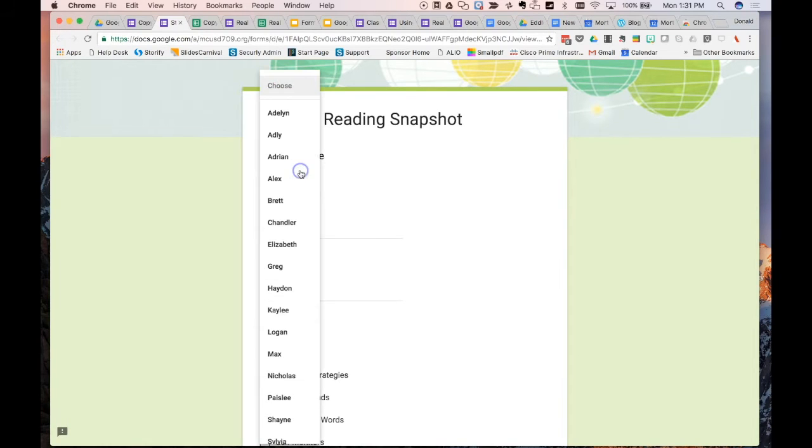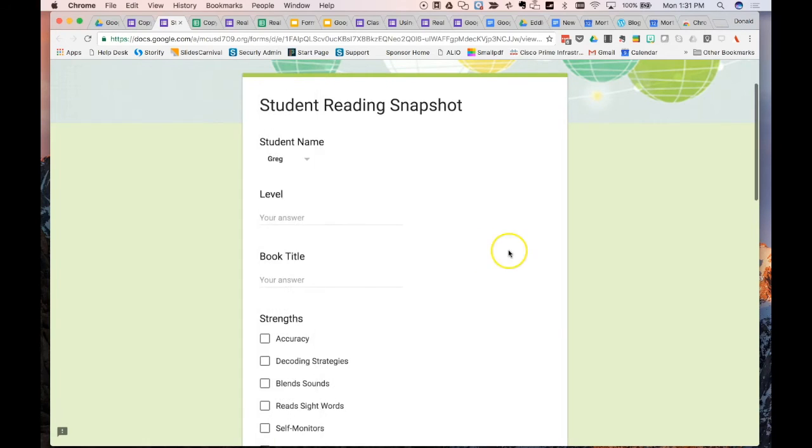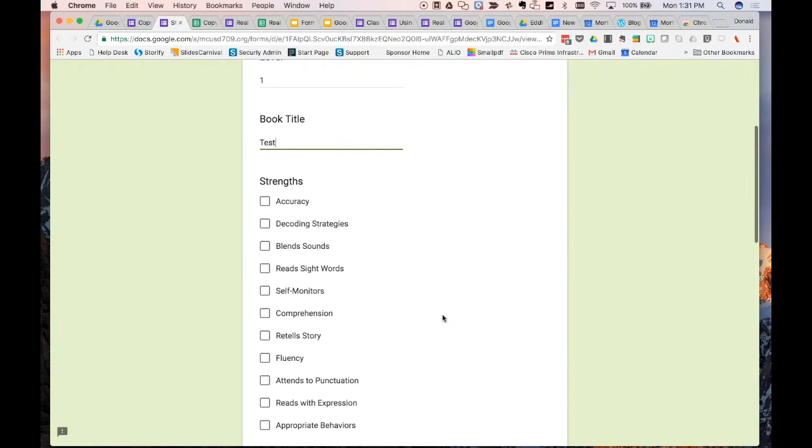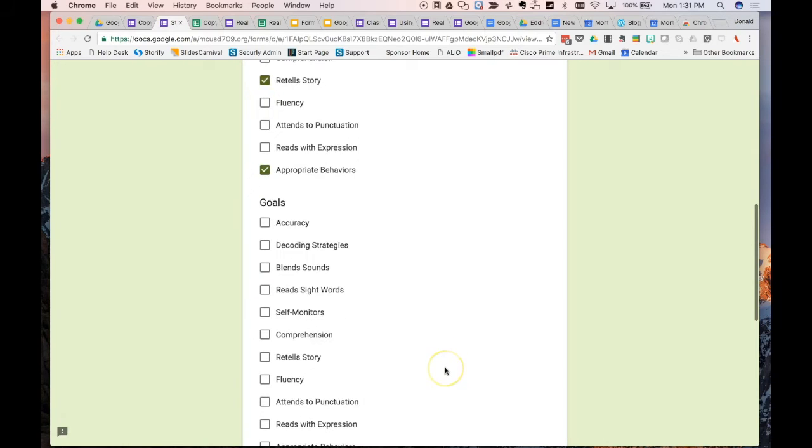And they would say, okay, which student? They already put the students into here, so I'm going to do Greg, and then the level is going to be a 1, and I'm just going to put the book title as test. And as they're reading, going through and saying, okay, did a good job here, did a good job here. These are the things that she knows she's looking for.